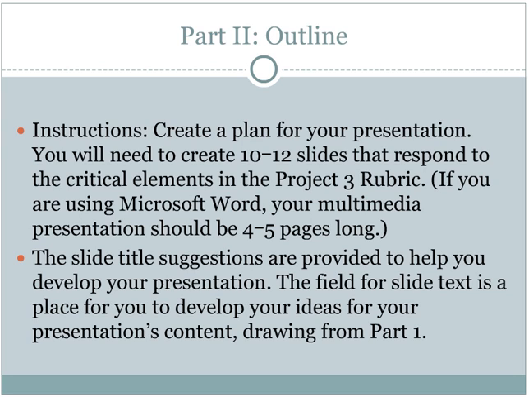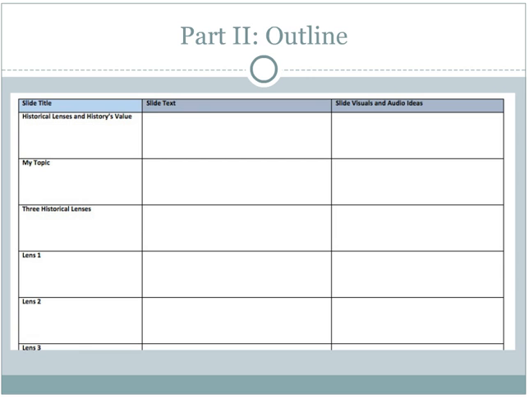So the slide title suggestions are provided to help you develop your presentation. So we suggest slide titles. The field for slide text is a place for you to develop your ideas from your presentation's content, drawing from part 1. So basically everything you did in part 1, you're now fitting into these boxes. And I did not include all the boxes. There are, I believe, 10 boxes. So this is how this is done.